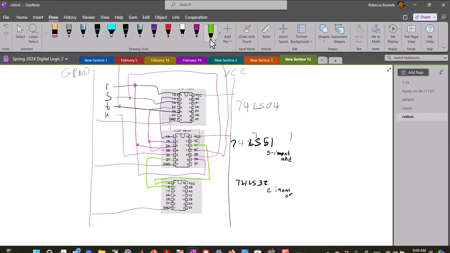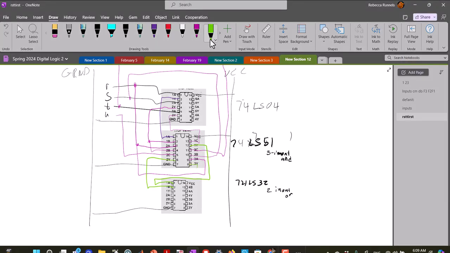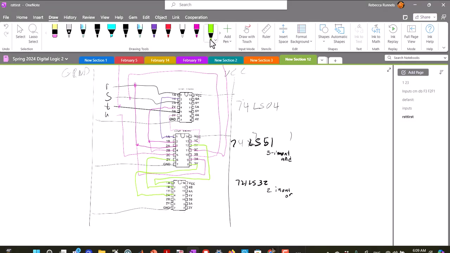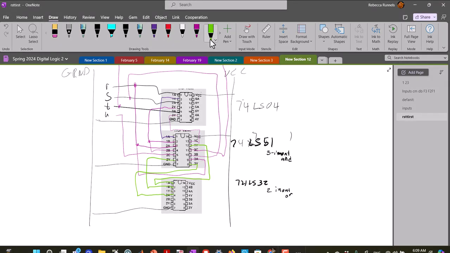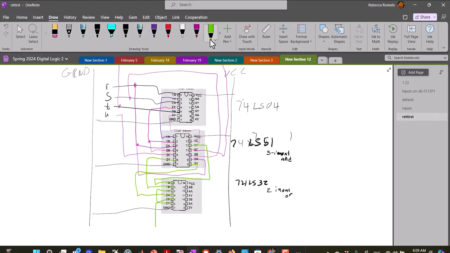And 1Y goes to 2B. Okay. And then this is our output storm right there. Okay, I'm going to stop this and upload it, and then I'll do the multiplexer and the decoder.